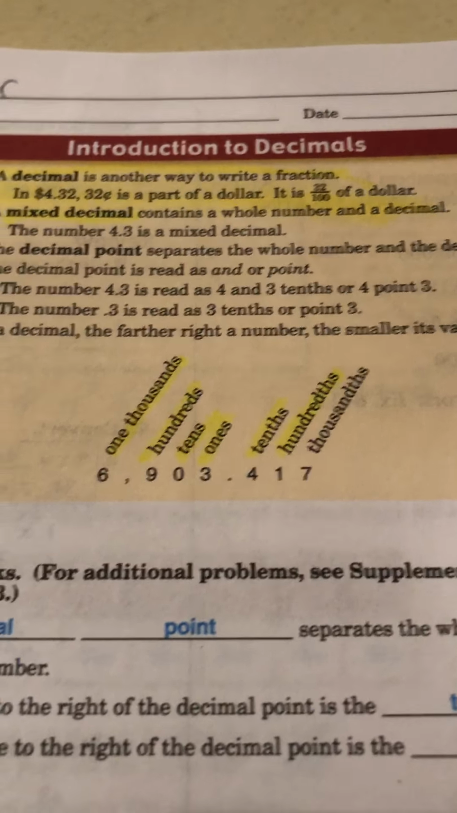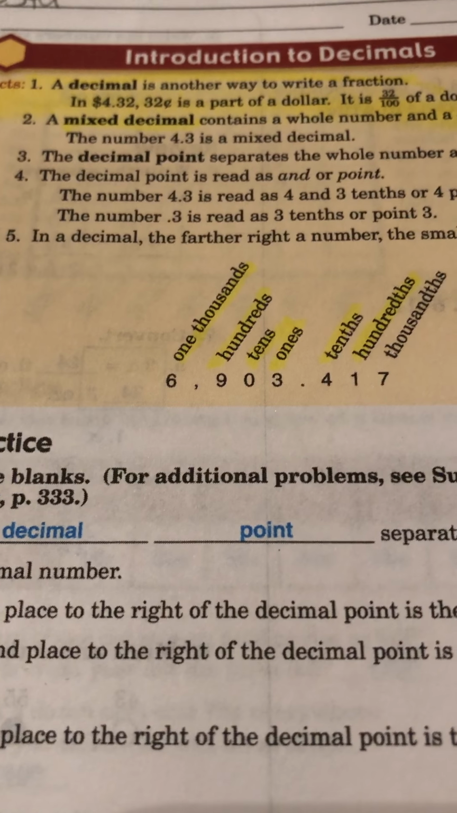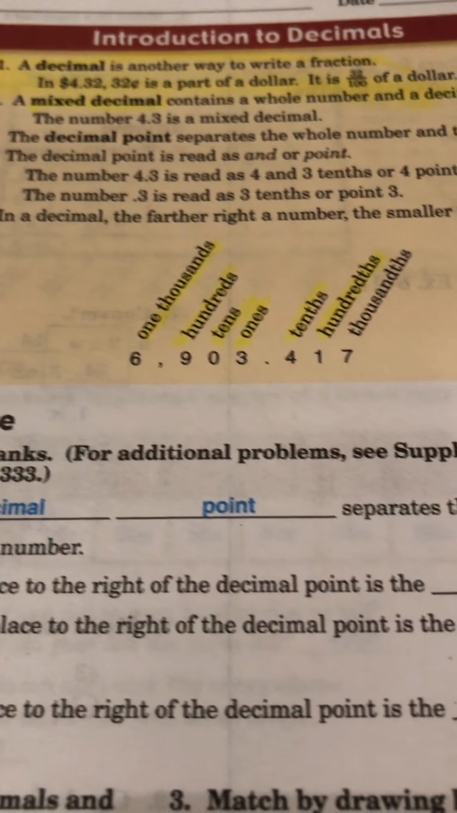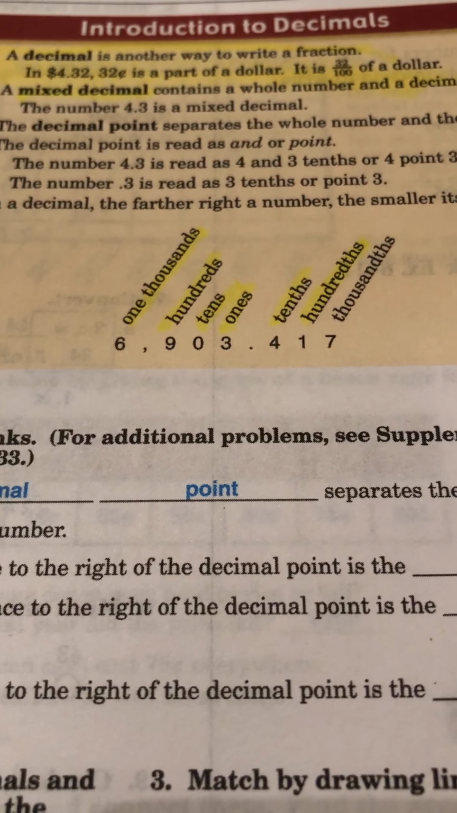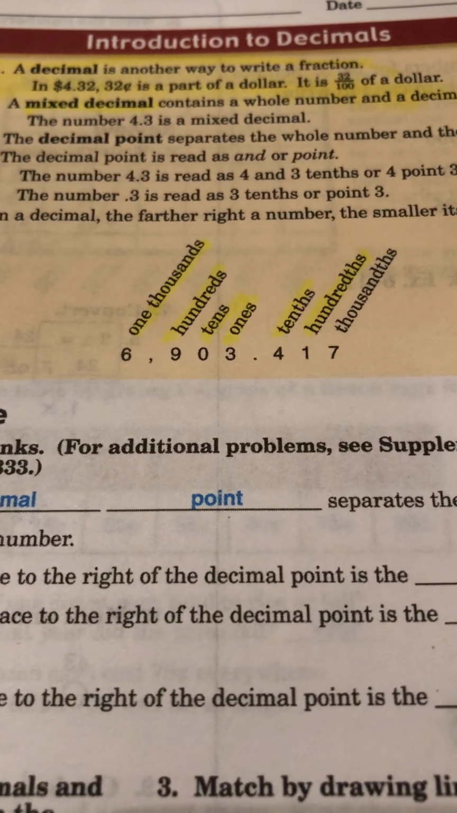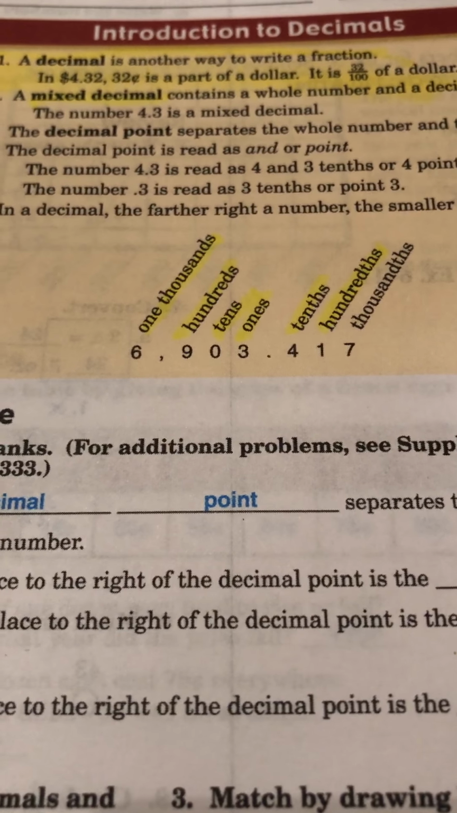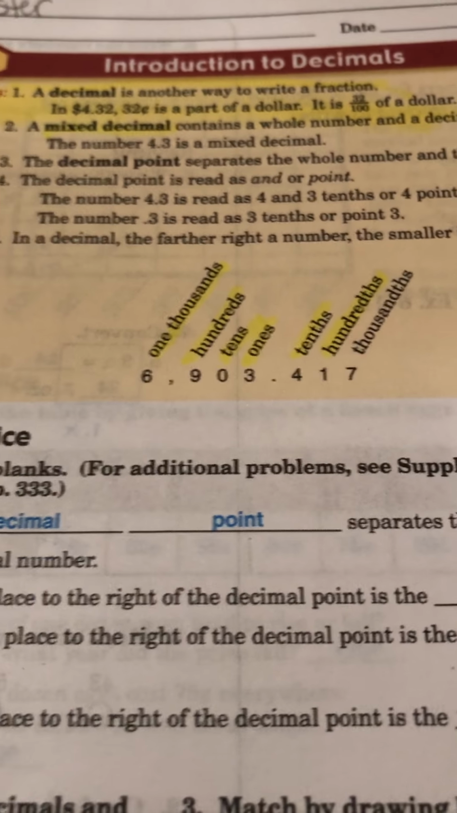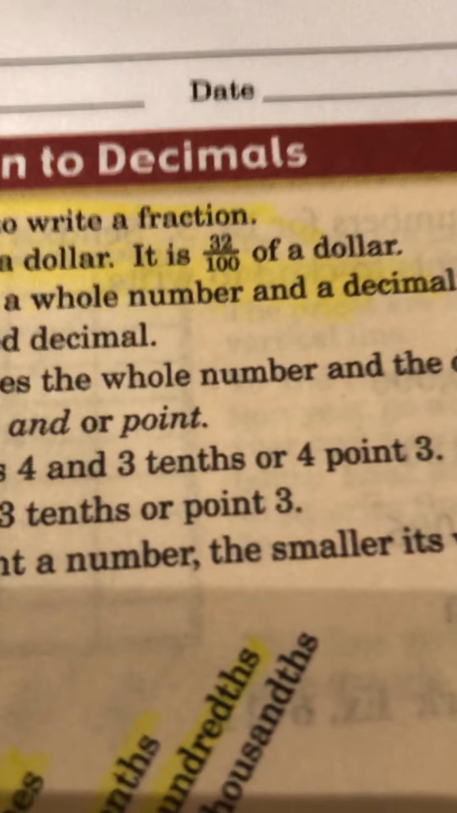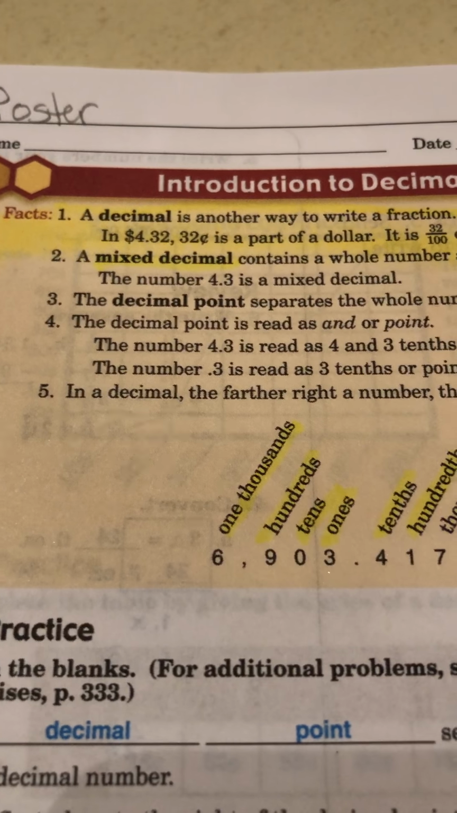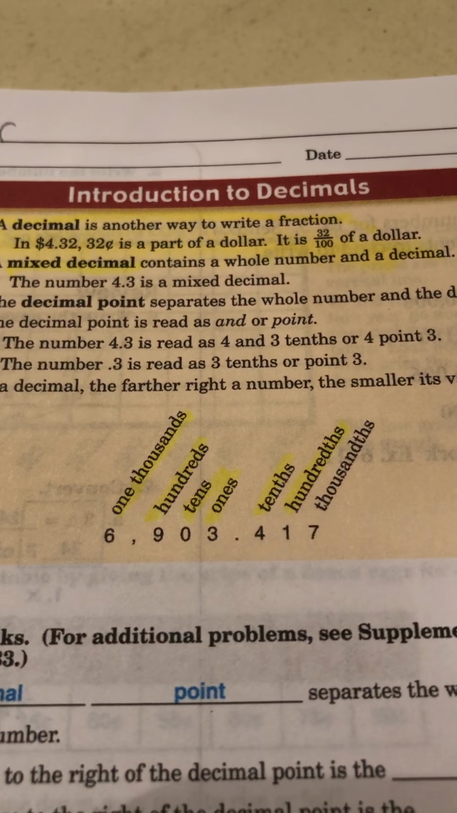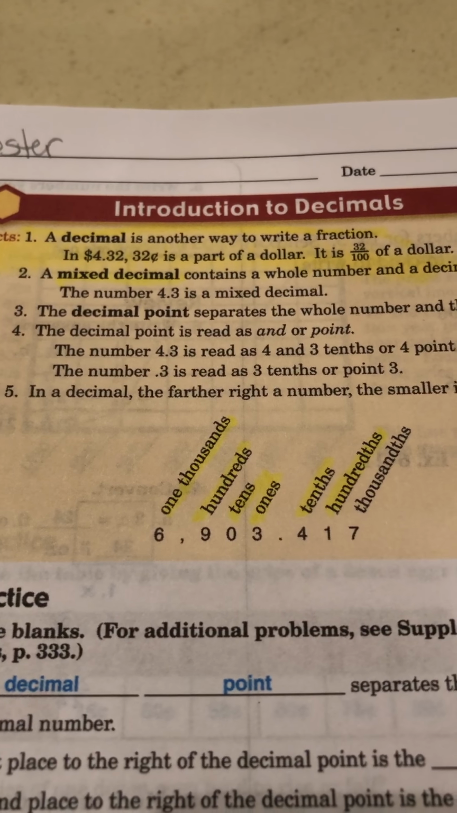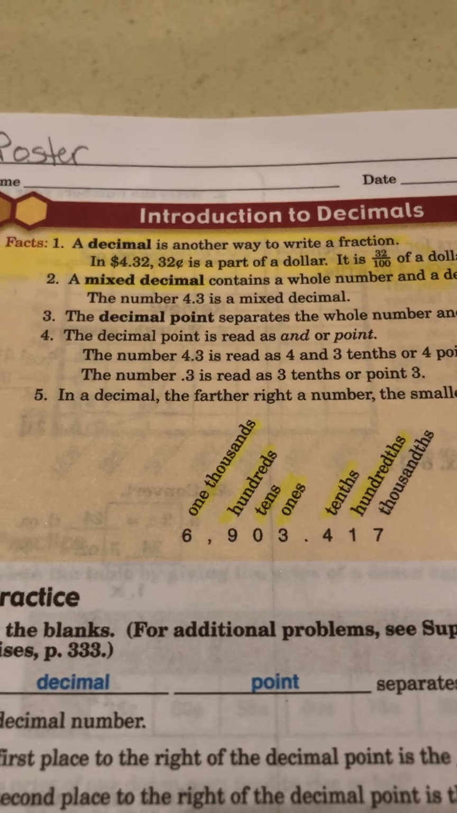And then it says in $4.32, 32 cents is a part of a dollar. It is 32 cents of the dollar. So it's 32 over 100 written as a fraction. Do you guys see that? Okay. And then a mixed decimal contains a whole number and a decimal. The number 4.3 is a mixed decimal.